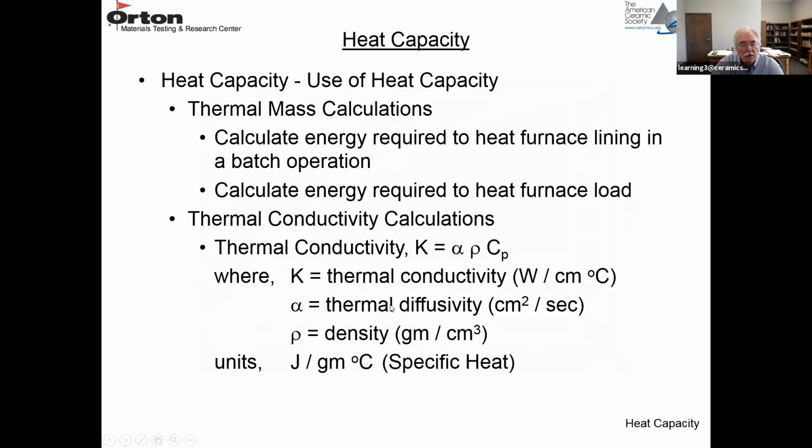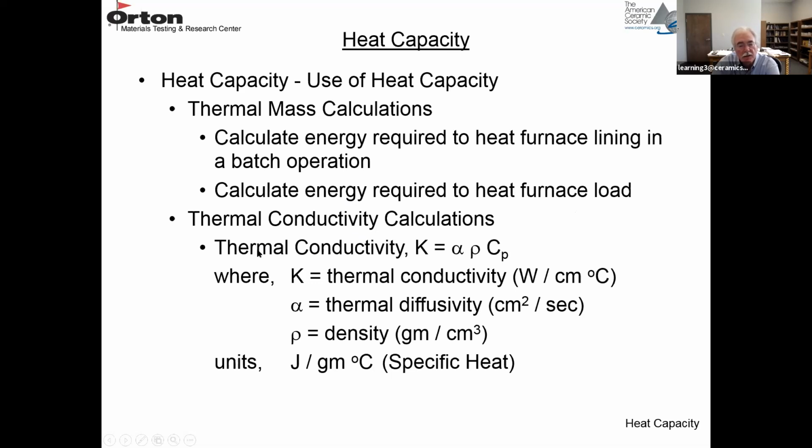So a rough empirical law that works fairly well above room temperature. Where do you use heat capacity? Well, you need it in thermal mass calculations. You can calculate the energy required to heat a furnace lining in a batch operation. You can calculate the energy required to heat whatever's in the furnace load. And you can use it for thermal conductivity calculations.